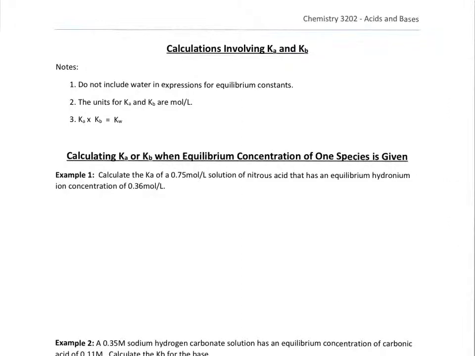In this lesson, which will take place over different videos, we are going to look at calculations involving Ka and Kb. Before we do some examples, there are several things to note. One, of course, don't include water in your equilibrium constant expressions because equilibrium constant expressions do not include liquids or solids. The units for Ka and Kb are moles per liter, so we will include those. And Ka times Kb is equal to Kw.